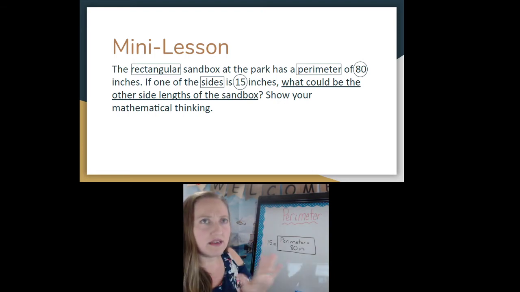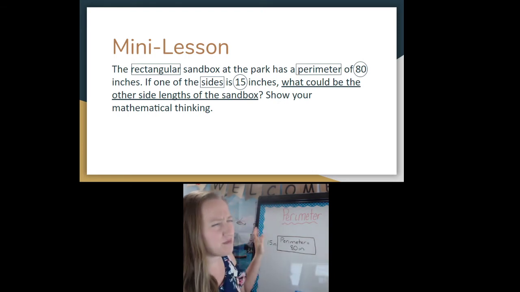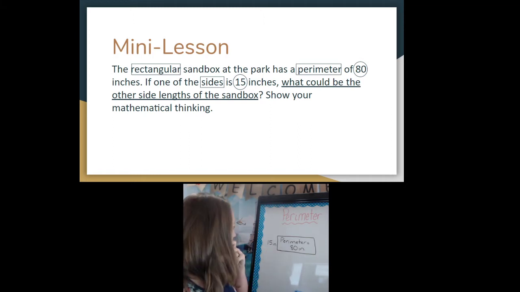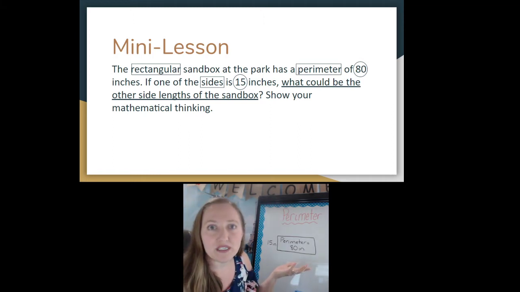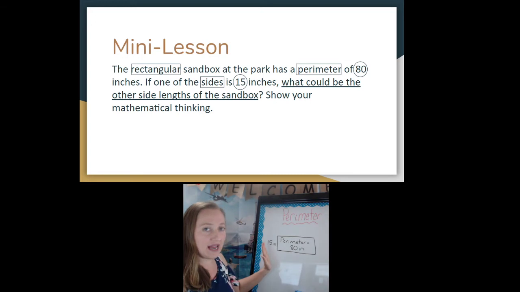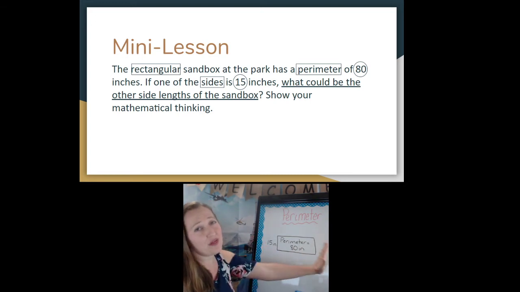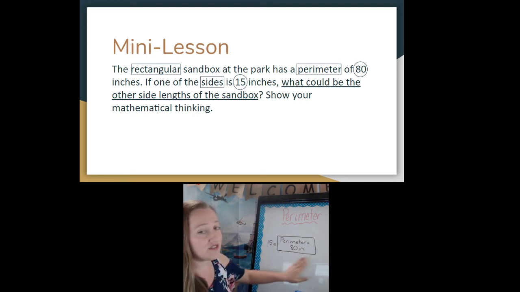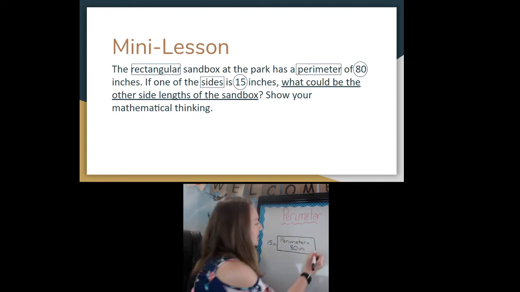Perimeter is the lengths of all the sides added together, but I only have one side here. Oh, wait a minute. We talked about how if one side is 15, in a rectangle, the opposite sides are equal. So if this is 15, everybody, what is the length of this side? Yep, 15.